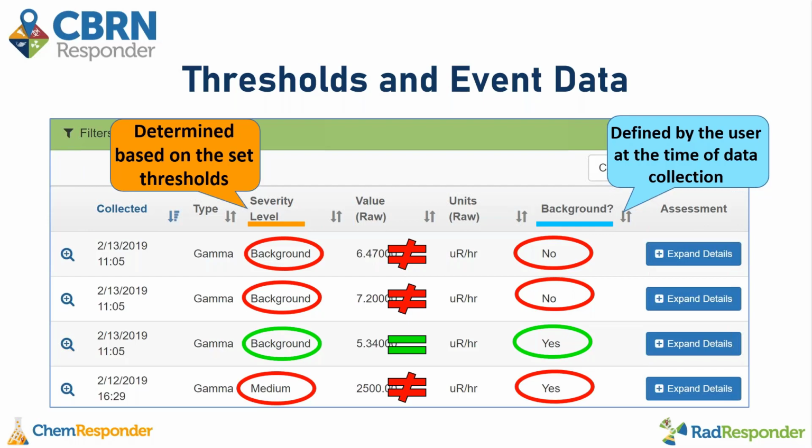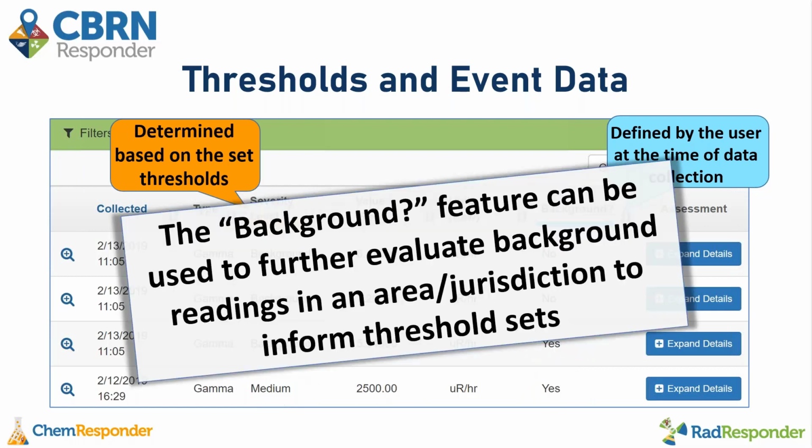While the background option defined by the user does not override the severity level, it can be used to further evaluate background readings in an area and jurisdiction to inform those threshold sets if you do need to edit them to better fit the needs of your area.